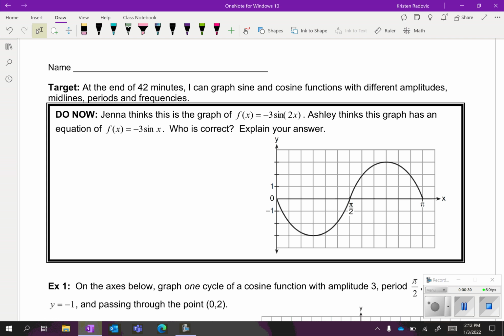If you're trying to figure out which one's correct, you should first look at what the differences are between the two equations. The difference is that here we have 1x and here we have 2x. So the difference between those two things is the frequencies.